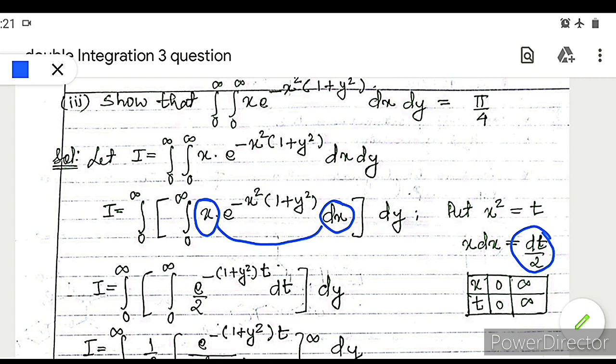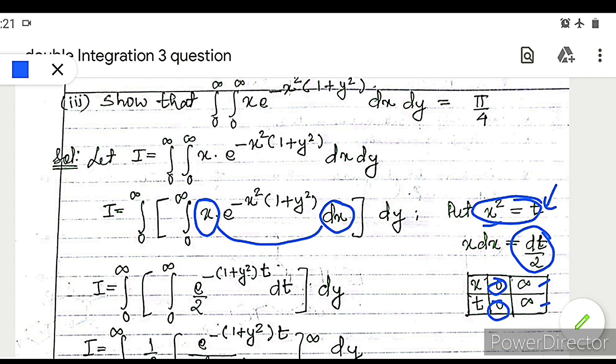Now let's see what happens to the limits. My original variable x, I have substituted by some dummy variable t. So what happens to the limits? When x is 0, t is also 0 by this relation. When x is infinity, t is also infinity. So there is no change in the limit.